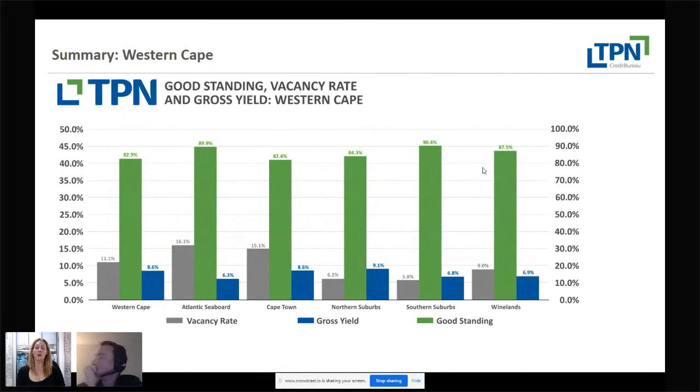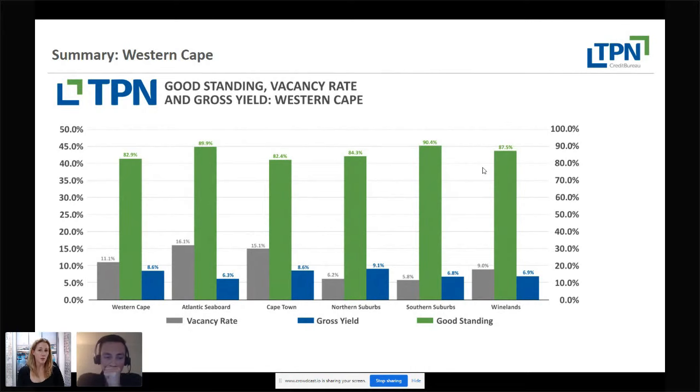So where do you want to go? Well, you want to go to the northern suburbs. If you look at the northern suburbs, you can see that the gross yield is the best there at 9.1%, because it's a more affordable area. And of course, the Western Cape, from a collections perspective, really does outperform the rest of the country. It always has. It sits on average at 84% in good standing.